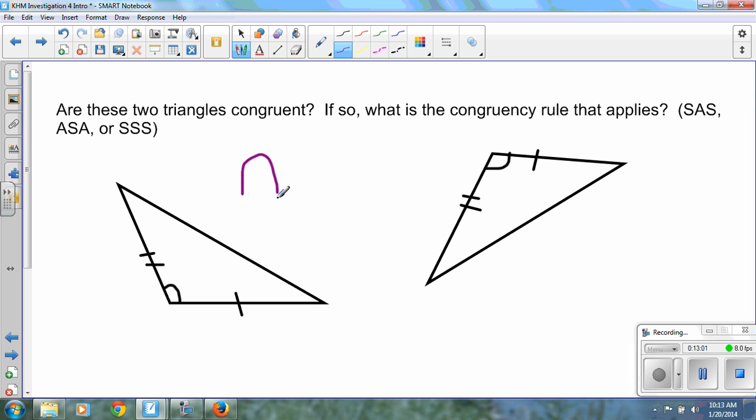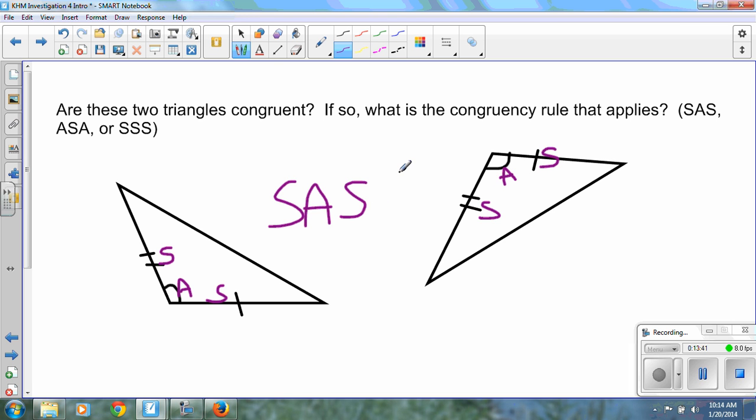If you said that these were congruent by rule ASA, you would be correct. A for angle. I'm sorry, I made a mistake. Whoops. That's not ASA. I got carried away. It's SAS. Sorry. This is side, this is an angle, and this is a side. Okay, likewise, side, angle, side.